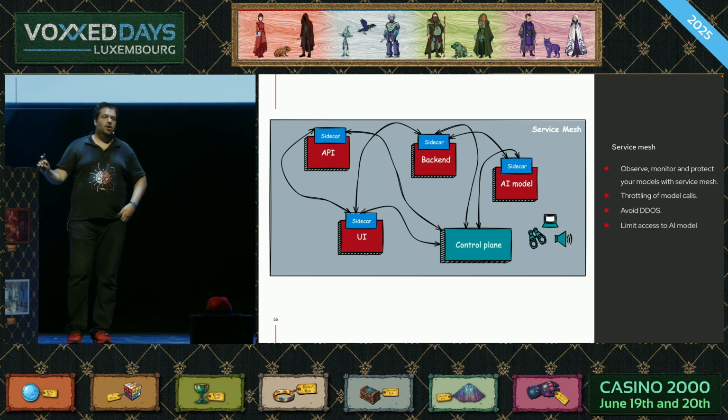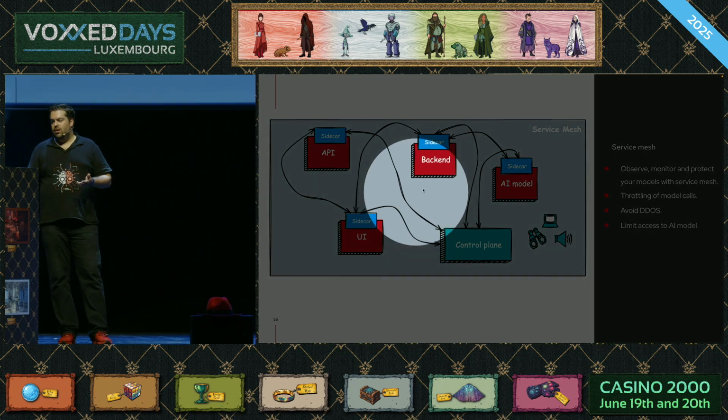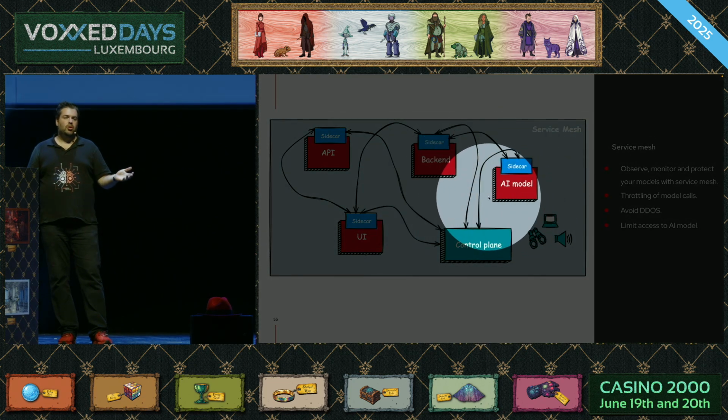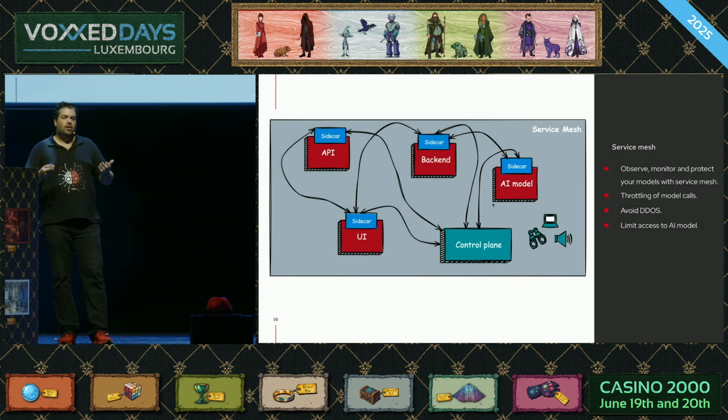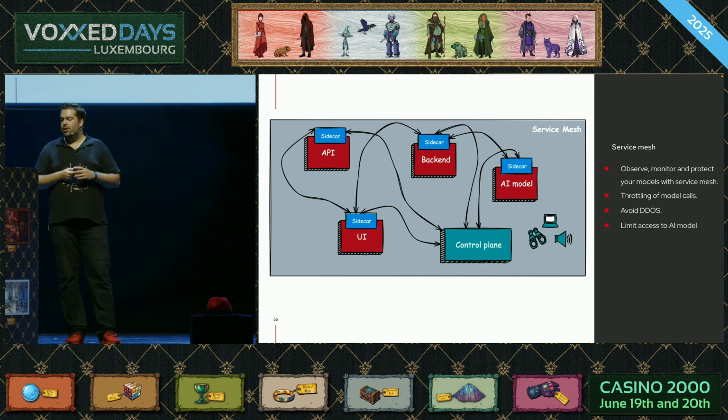So service mesh, even if you're not working with an AI model, is a great tool to introduce in your application landscape, because in the end, what's, for example, the difference between an AI model and a database? They all have to be treated the same. They're all valuable components of your infrastructure, and you should really protect them from malicious use.